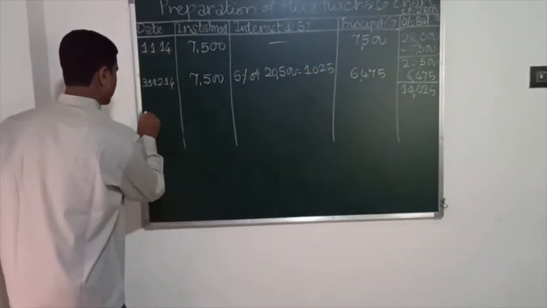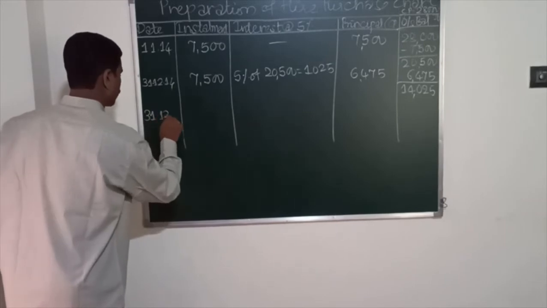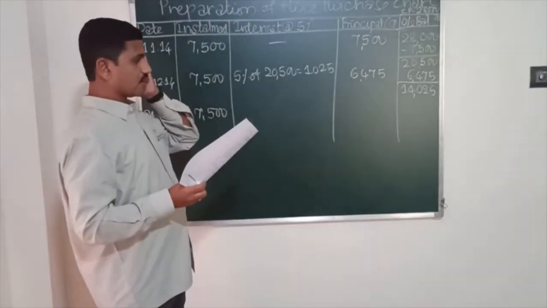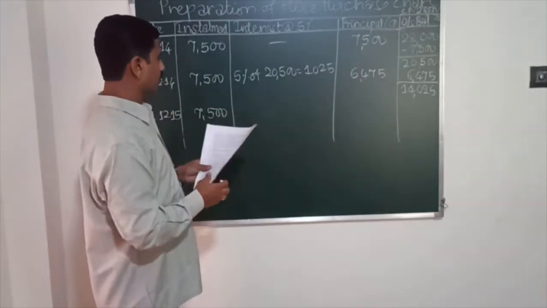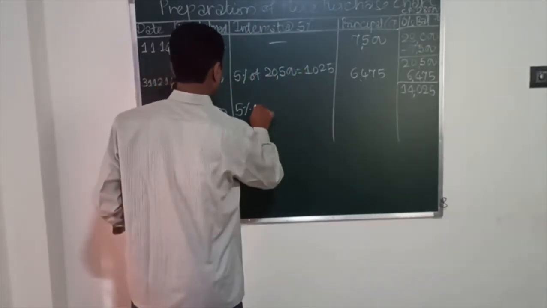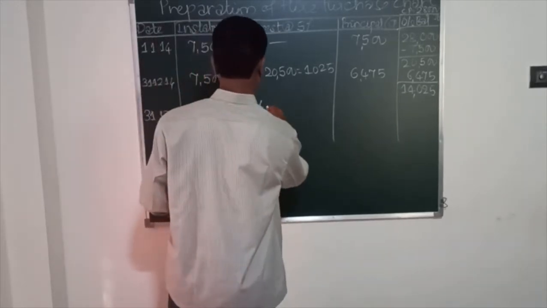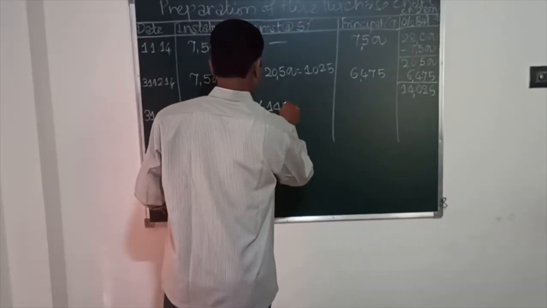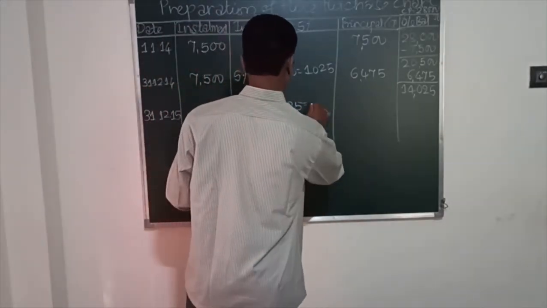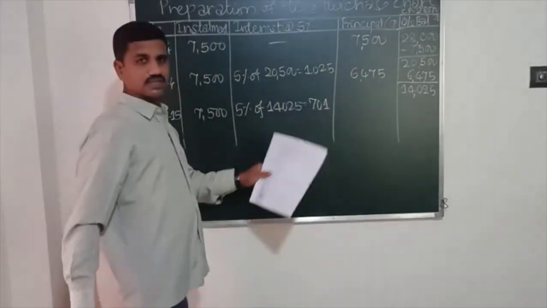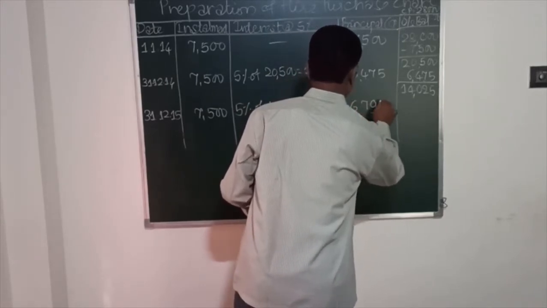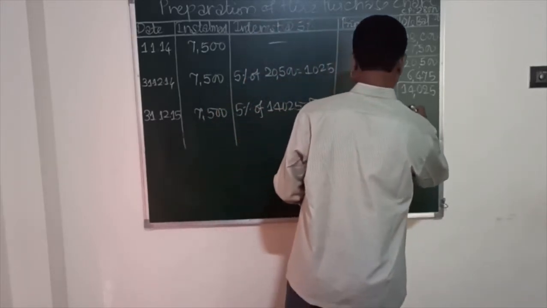14,025. So the second installment becomes due on 31st/12/2015. Again the installment is given as rupees 7,500. So now the interest payable at the rate of 5% on this outstanding balance, that is 14,025. So 5% of 14,025. So when you calculate here, it comes to 701 rupees, or you can also take 700. So the difference here will be 6,799.